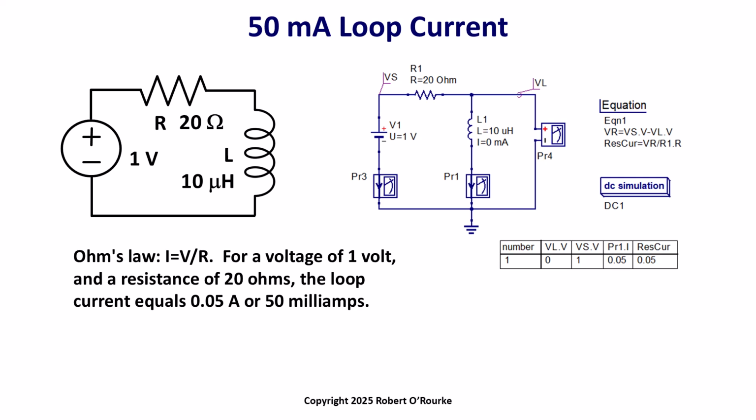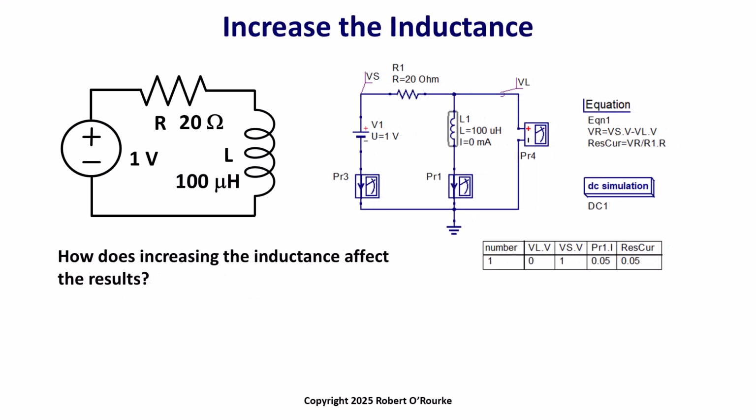Quiz question: if we increase the inductance L1 by an order of magnitude, how will the increased inductance affect the simulation results? The answer is not at all. Changing the inductance does not change the simulation results. At DC, the inductor acts like a wire, a short circuit, so the nominal value of the ideal inductance does not matter. 100 microhenries of ideal inductance in this simulation gives us the same DC current as the 10 microhenries of ideal inductance in the previous simulation.